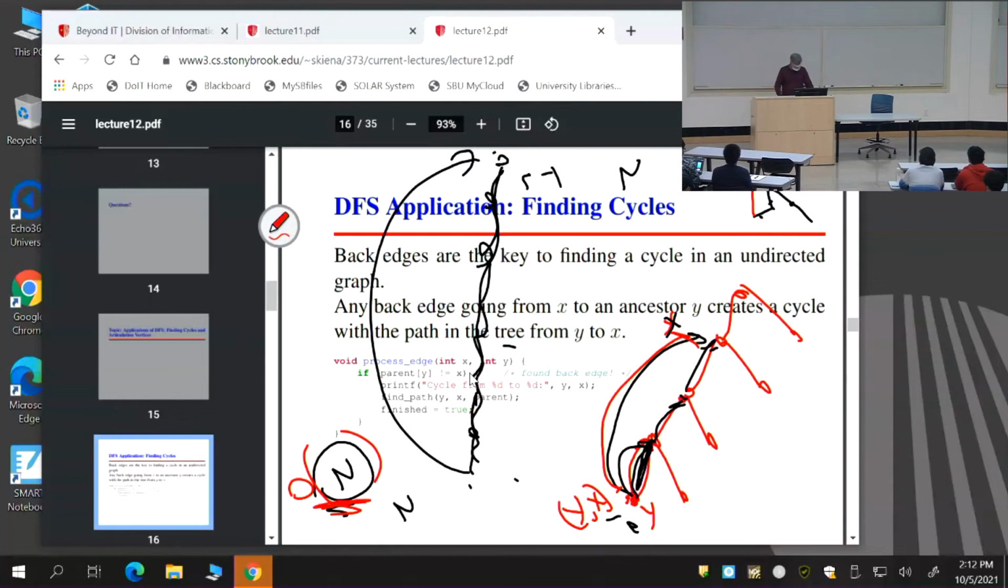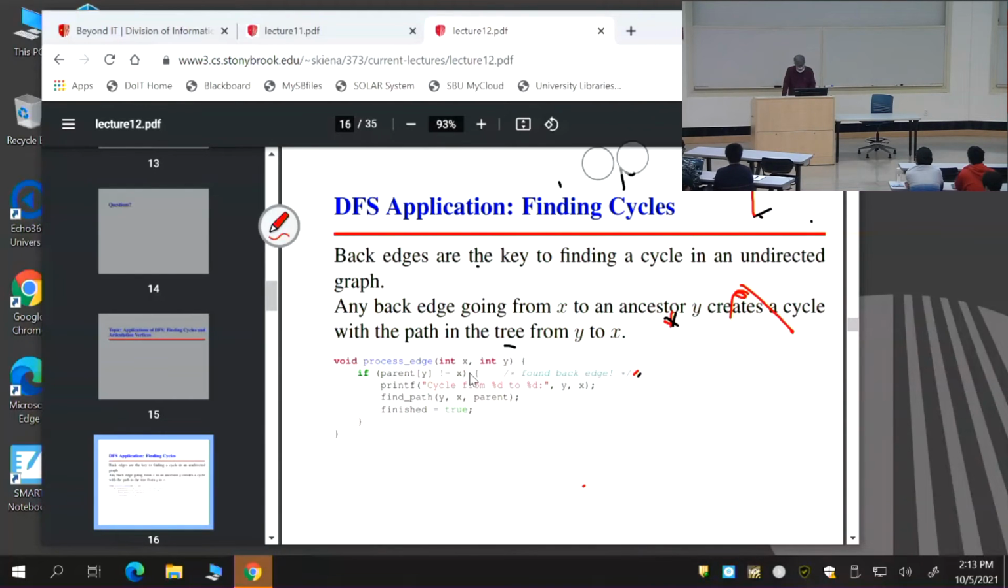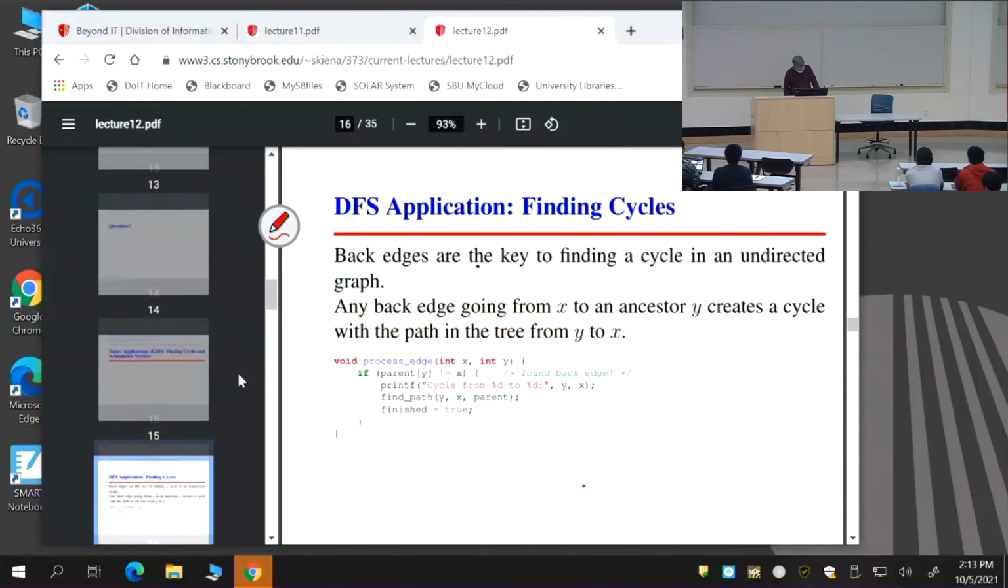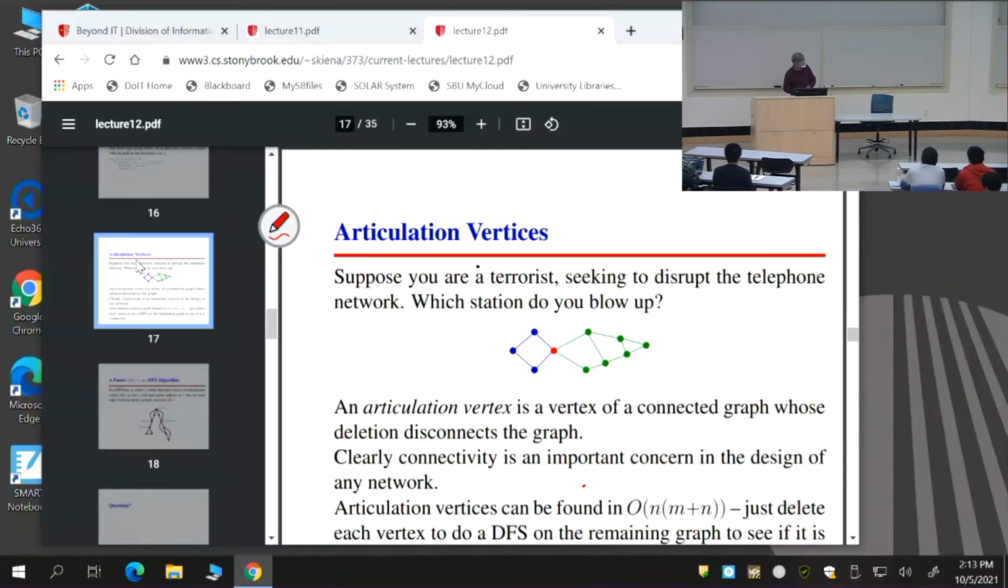Okay. So finding a cycle in a graph is easy and natural because Depth First Search did such a beautiful job laying out our graph. Any questions? Okay. Let's look at some other graph problems that are kind of interesting that you can do naturally with Depth First Search.